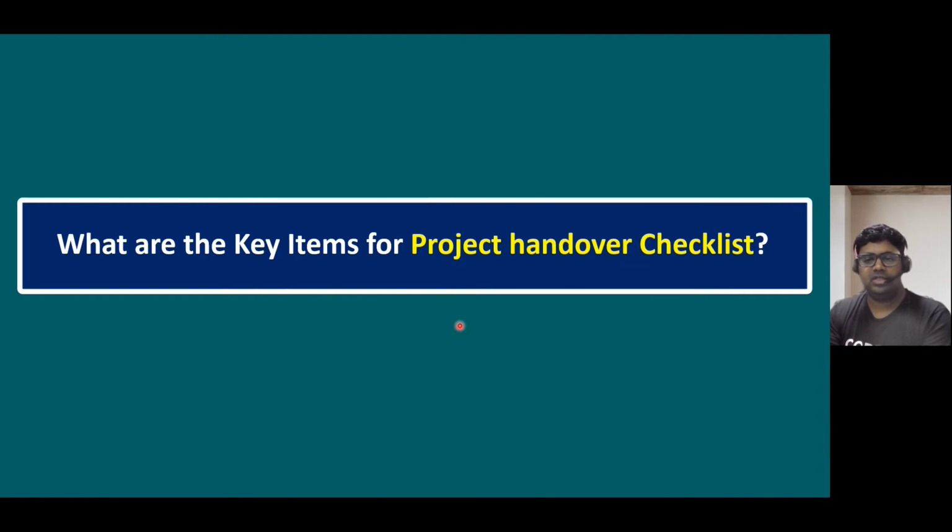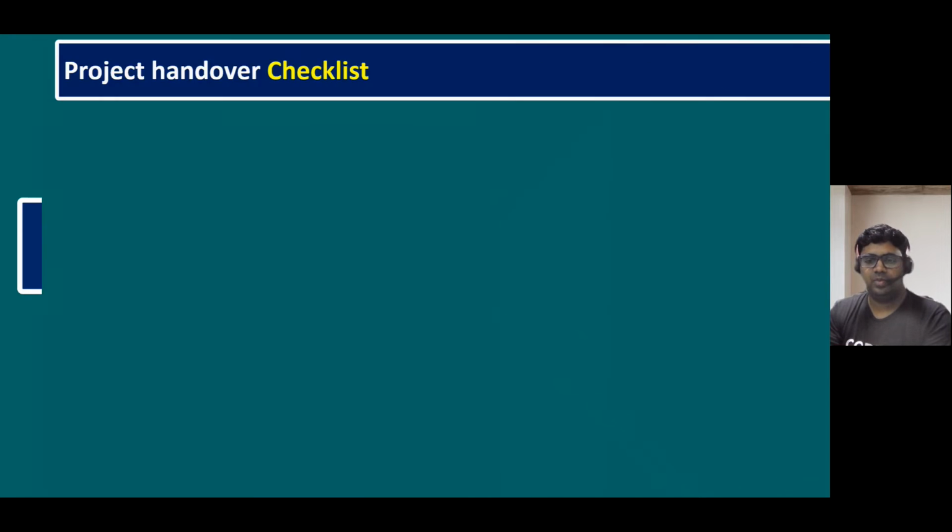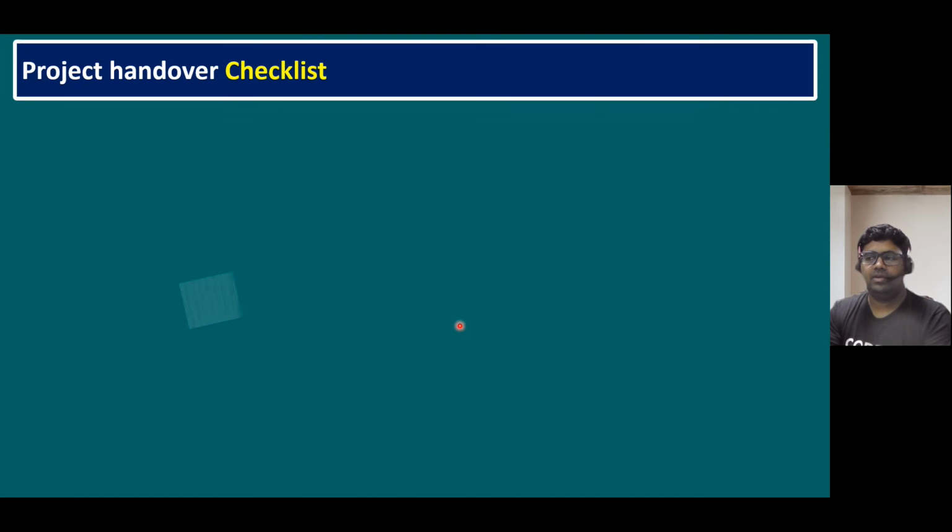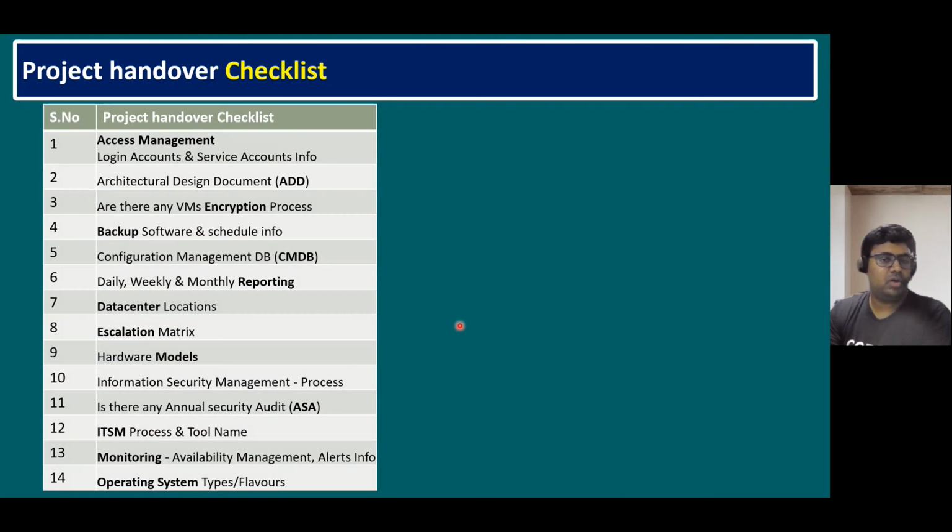Now, finally, the question is, what are the key items for a project handover checklist? This project handover checklist is also one of the important points. Normally, whether you are in an L1, L2, L3 or L4 level role, these are the common items when we are handing over a project, when you are providing a knowledge transition, or when you are engaging a new customer. What is all the information we need to collect?